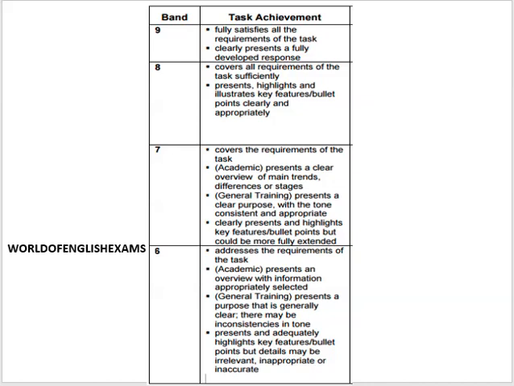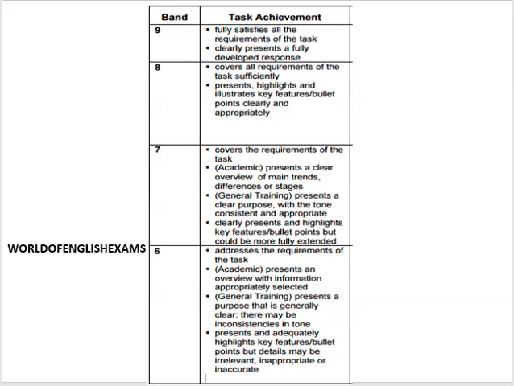Now let's see what is going to give you a band 7. A person who is going to get a band 7 covers the requirements of the task. Can you see the first point there under band 7? Covers the requirements of the task. That means we are very successful in attempting the question completely and covering everything appropriately.